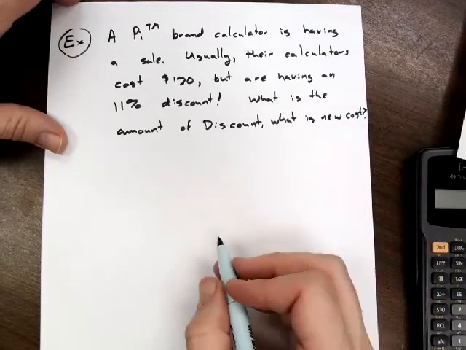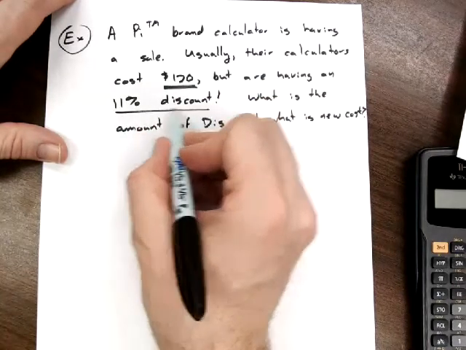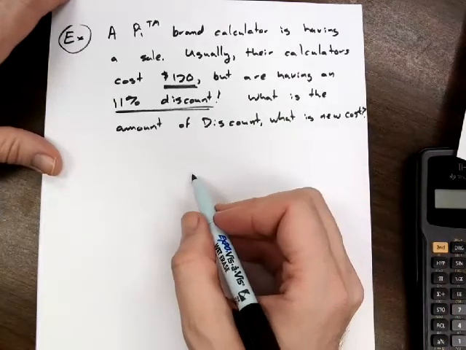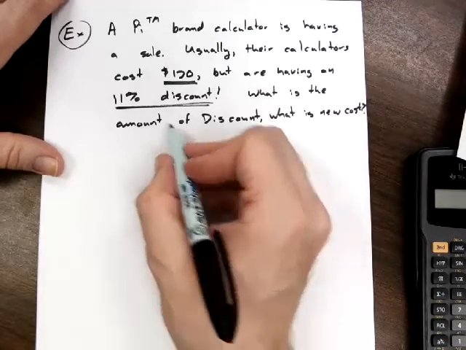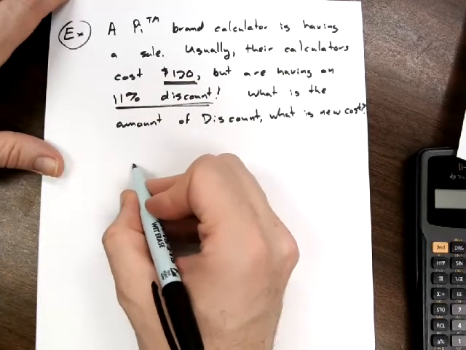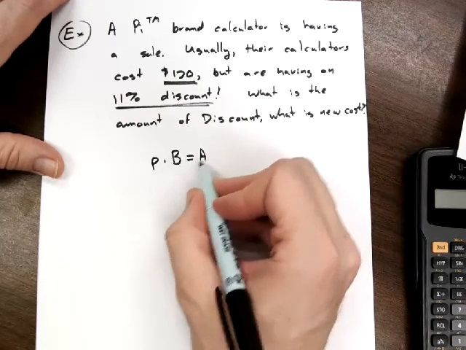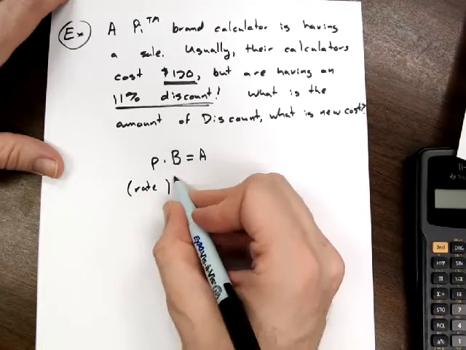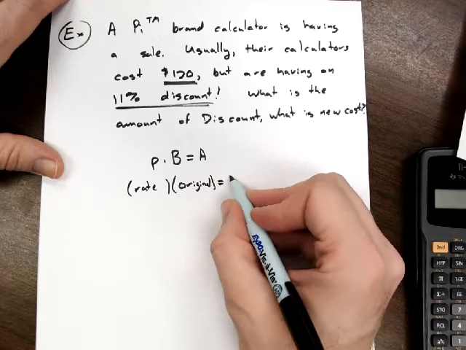So here, we're being asked to take this original amount, figure out what a discount is, and then come up with a new cost. Well, we're basically engineering what we did before in reverse. But I'll go ahead and say this. This discount is going to be equal to this percent. So we're going to have this percent times whatever this base amount is going to be equal to our amount. So this is going to, in this case, be our discount rate times our original price is going to be equal to our discount.